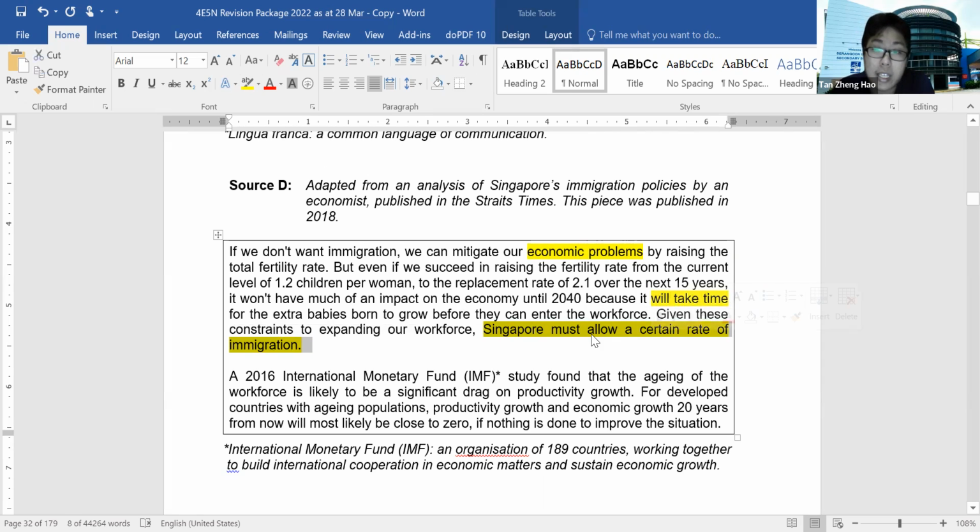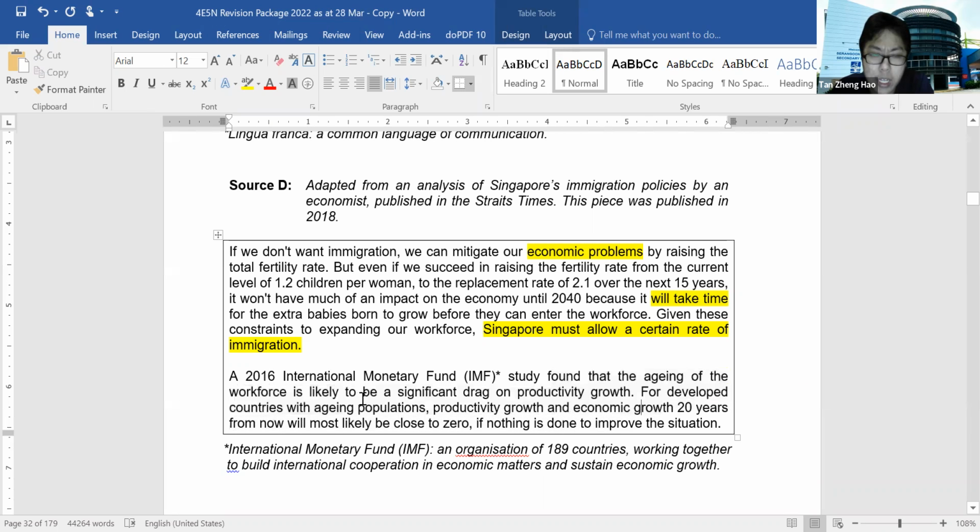Remember, the question is asking for evidence for whether it's beneficial to a country. So this is evidence that it's beneficial to a country. How is it beneficial? Because it helps us with our economic problems, because the alternative, having babies, is not good enough. It will take too much time. A 2016 International Monetary Fund study, so it is an international organization, found that the aging of the workforce is likely to be a significant drag on productivity growth. For developed countries with aging populations, productivity growth, economic growth 20 years from now will likely be close to zero if nothing is done about the situation.